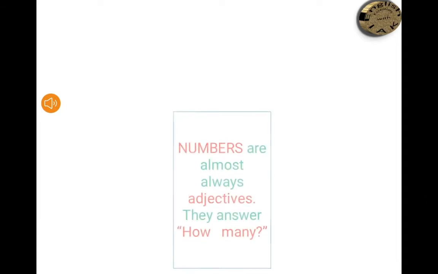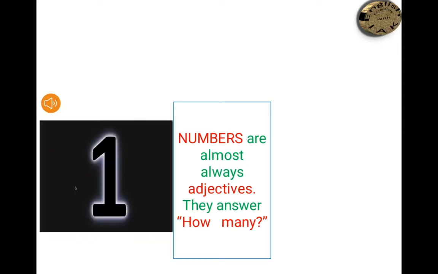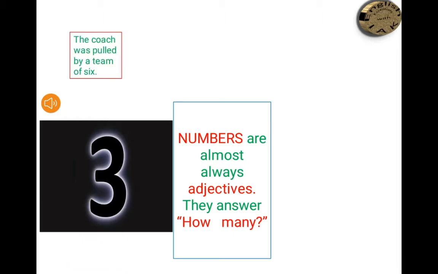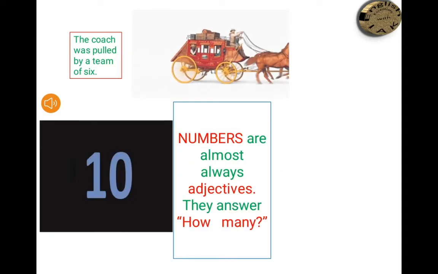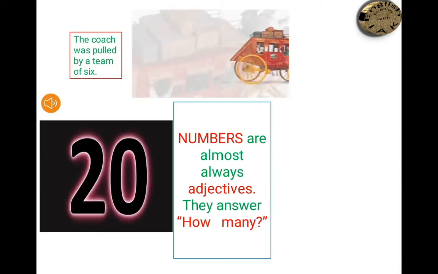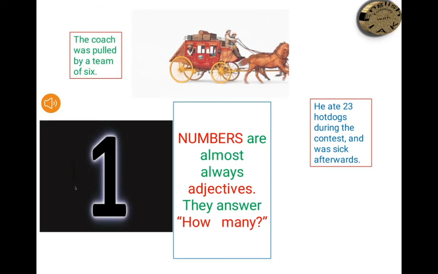Next in the queue are numbers. Numbers are almost always adjectives. They answer how many. See? The coach was pulled by a team of 6. He ate 23 hot dogs during the contest and was sick afterwards.